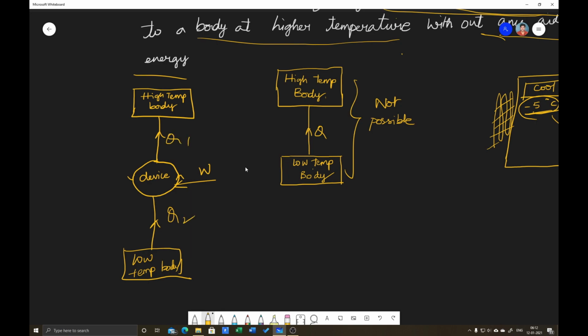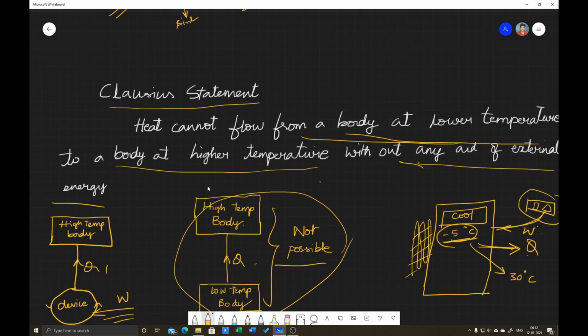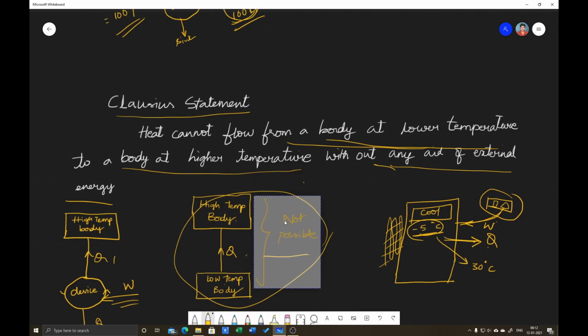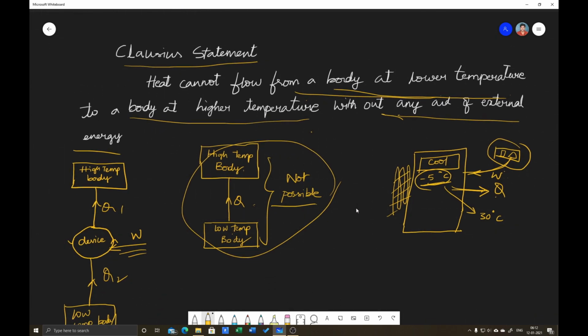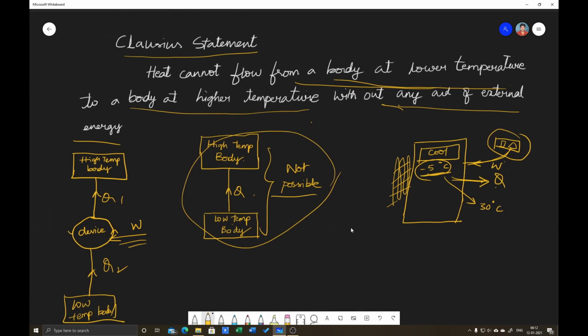Okay, so this is Q2, say this is Q1. This is not possible, that is why we are giving work to make it possible. Okay, so from the Clausius statement we can define what is a refrigerator. These two are parts of the second law of thermodynamics.